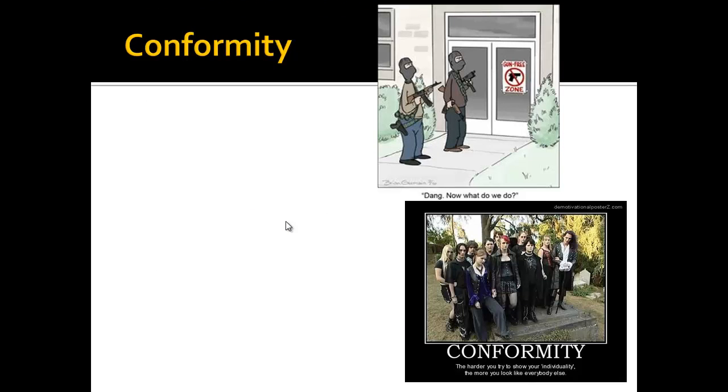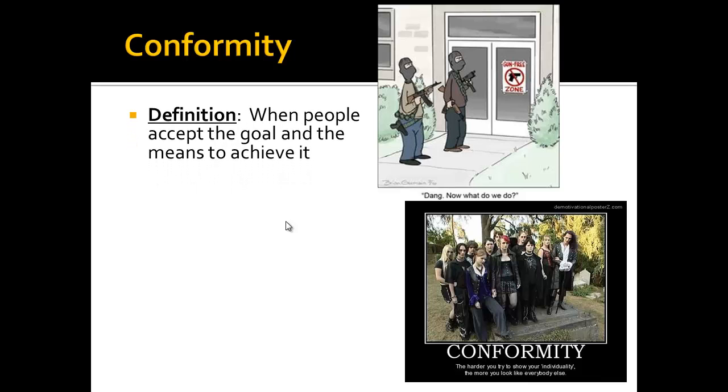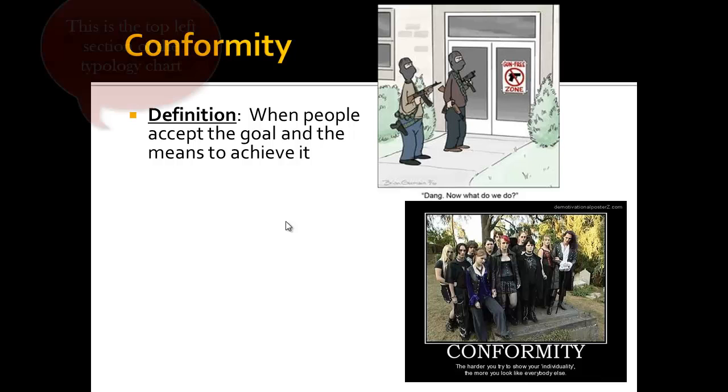Okay, the first part of that chart talks about something called conformity. Okay? And the basic definition of that is when people accept the cultural goal as well as how you're supposed to get to that goal. So they accept the goal and the means.